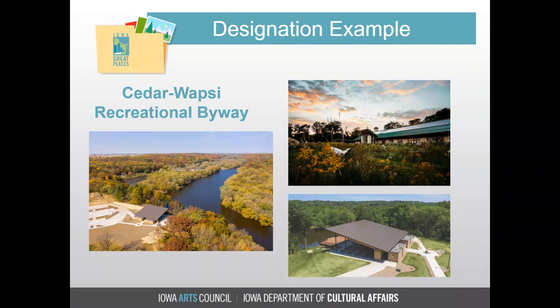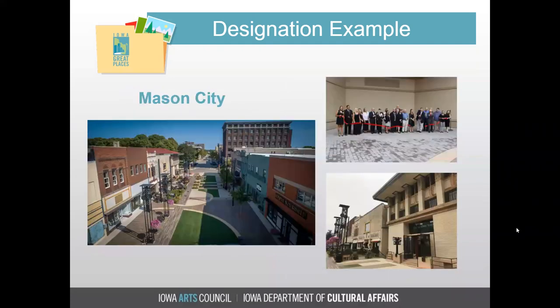You're looking at two projects here, one of which was just completed: the Wapsipinicon River Scenic Overlook on the left-hand side of the screen and in the bottom right, as well as the amazing space at Indian Creek Nature Center, funded in FY 2014. Those two projects are stretched along the Cedar-Wapsie Recreational Byway. Next, we'll go to Mason City.